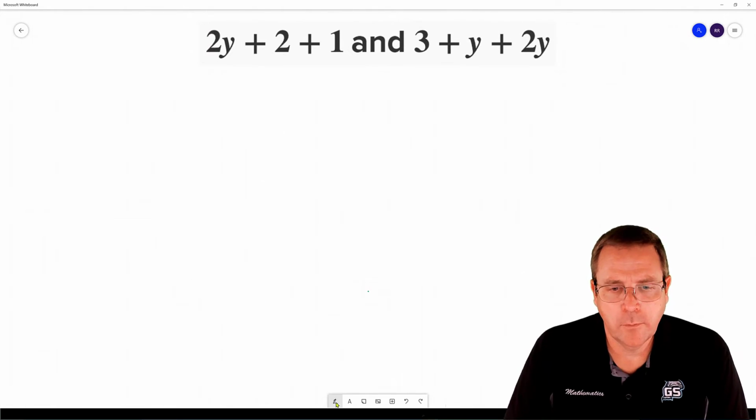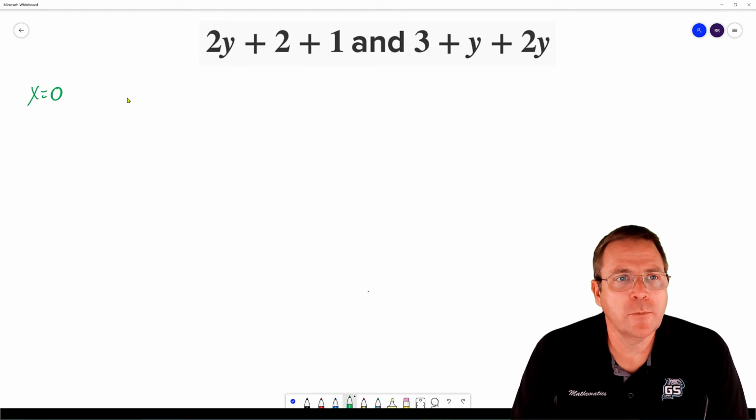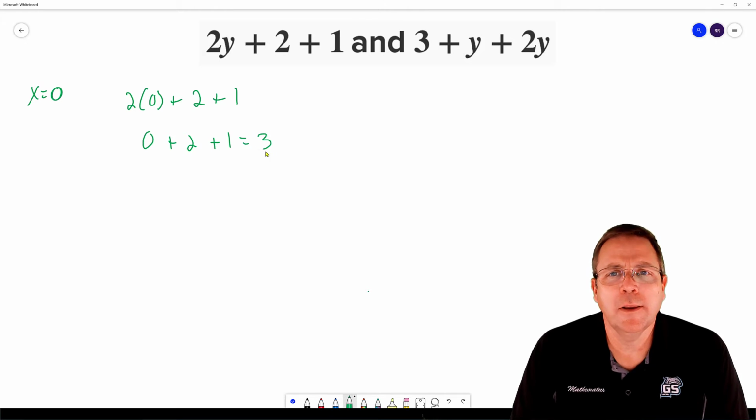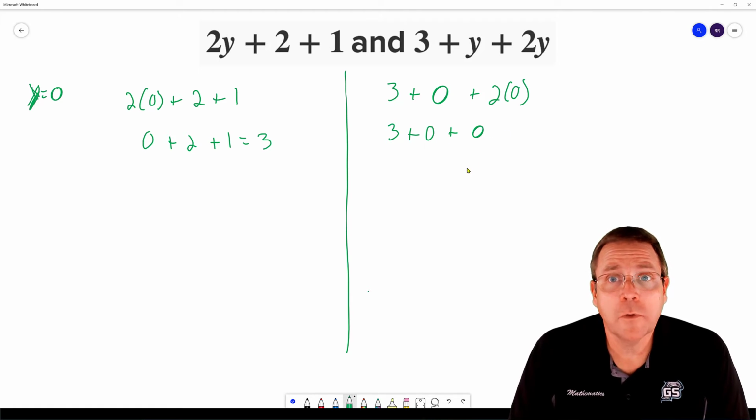I'm going to start off by using, get my marker going here, x is equal to 0, which means for the first problem I would have 2 times 0 plus 2 plus 1. 2 times 0 is 0 plus 2 plus 1. That's going to equal 3. But on the other side, I would do 3 plus y is now going to be 0. I guess that's just a y, not an x. Let's pretend I wrote y there. And then plus 2 times 0. So for this one, 2 times 0 is 0. So that gives me 3 plus 0 plus 0. So it looks like it's going to be good.